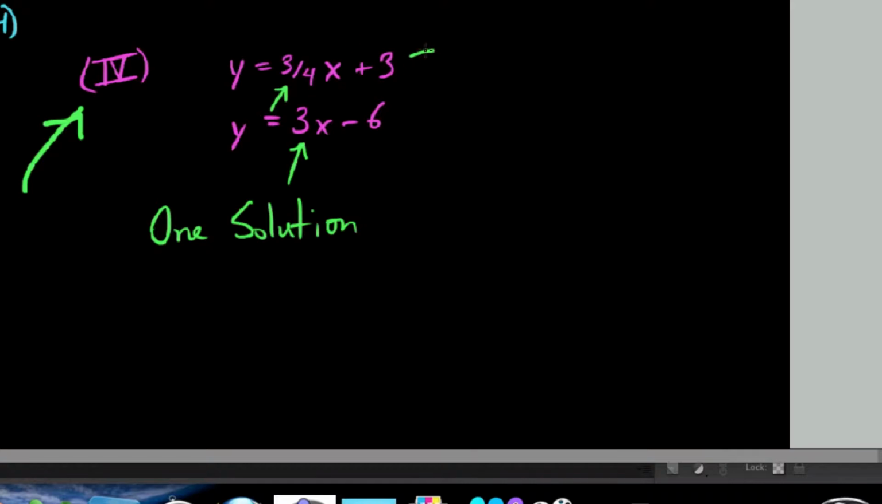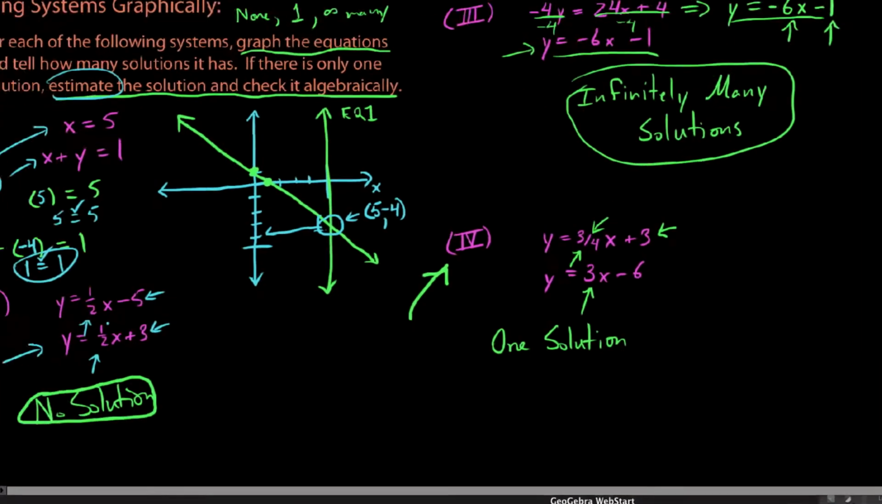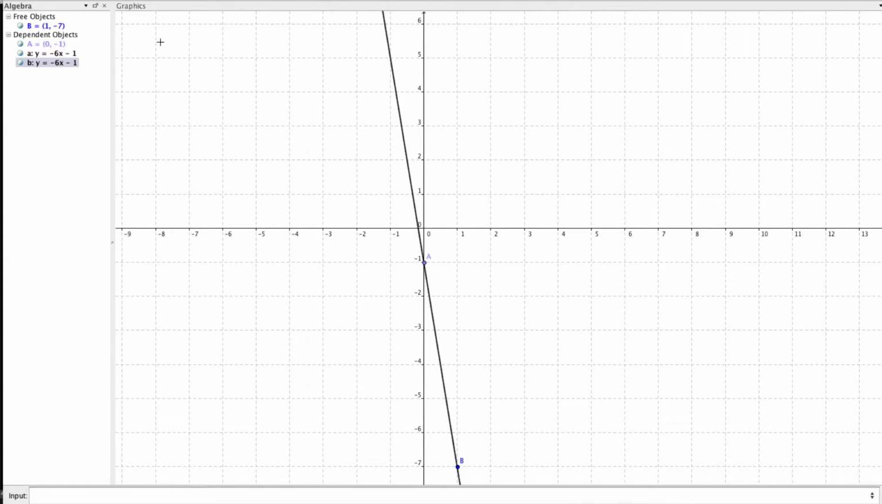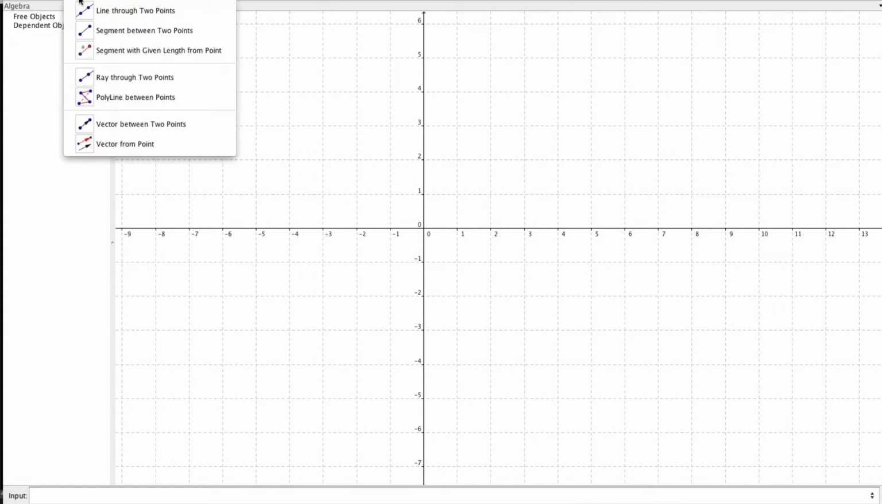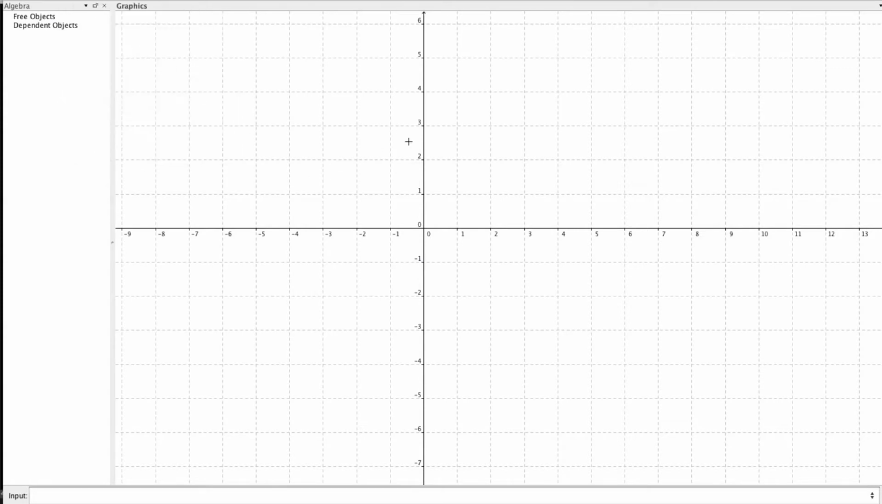So our first line has a y-intercept, or a b value, of 3, and a slope of 3/4. So let's go ahead and graph that. We go up 3 on our y-axis. Up 3 on our y-axis. 1, 2, 3. And then we would go up 3, 1, 2, 3, over 4. 1, 2, 3, 4. So there's our line.